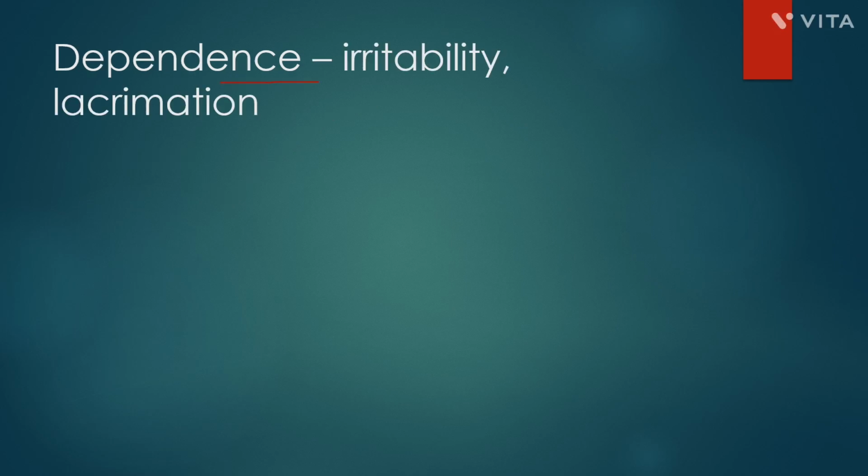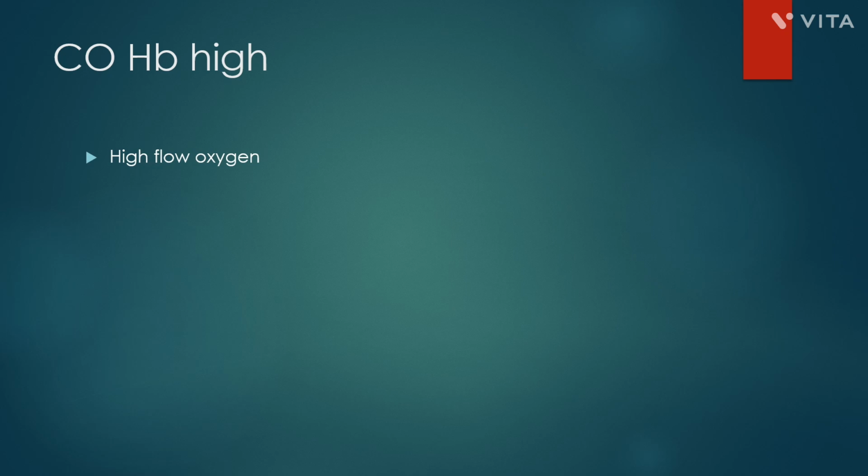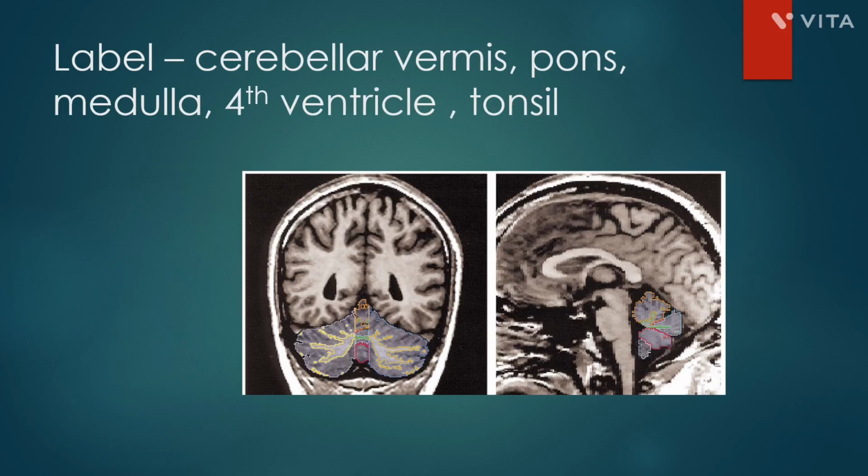Now, in the patient with dependence showing signs of irritability, lacrimation, there were options which include amphetamine, cocaine, alcohol dependence. It didn't make sense to me. I don't know what the answer was, but the question said there is irritability and lacrimation. Now, another where the ABG is given, only thing was carboxyhemoglobin was high. So what do you give? You give high flow oxygen.